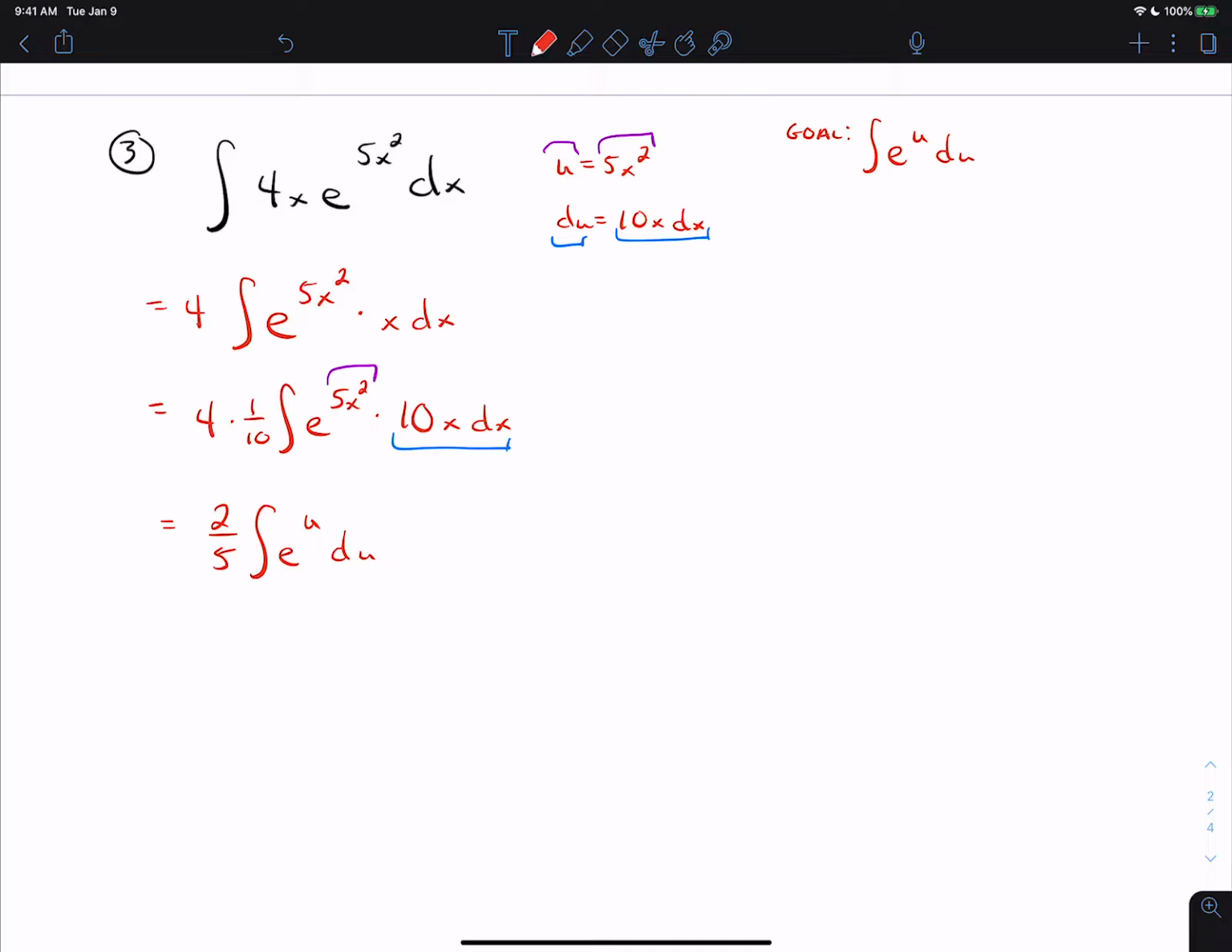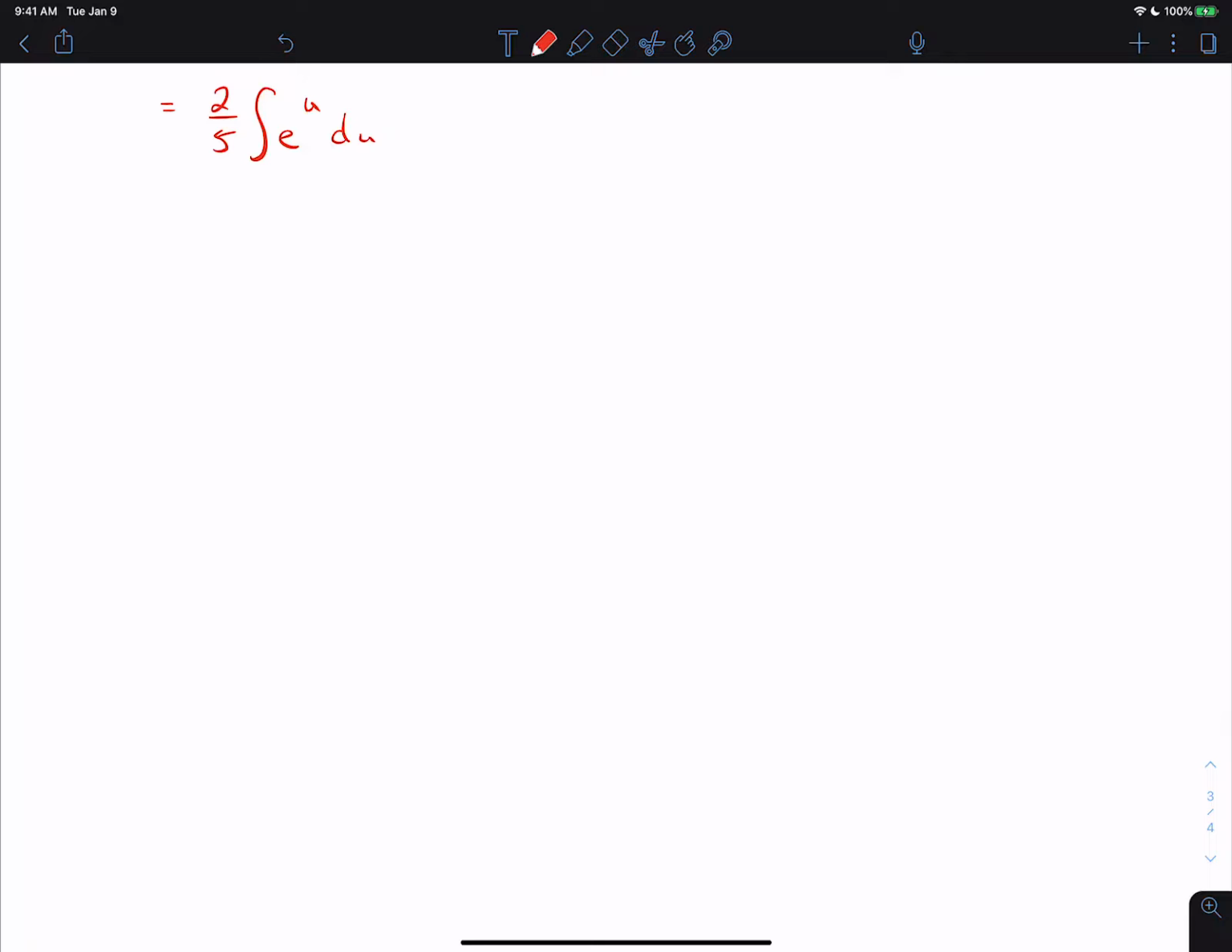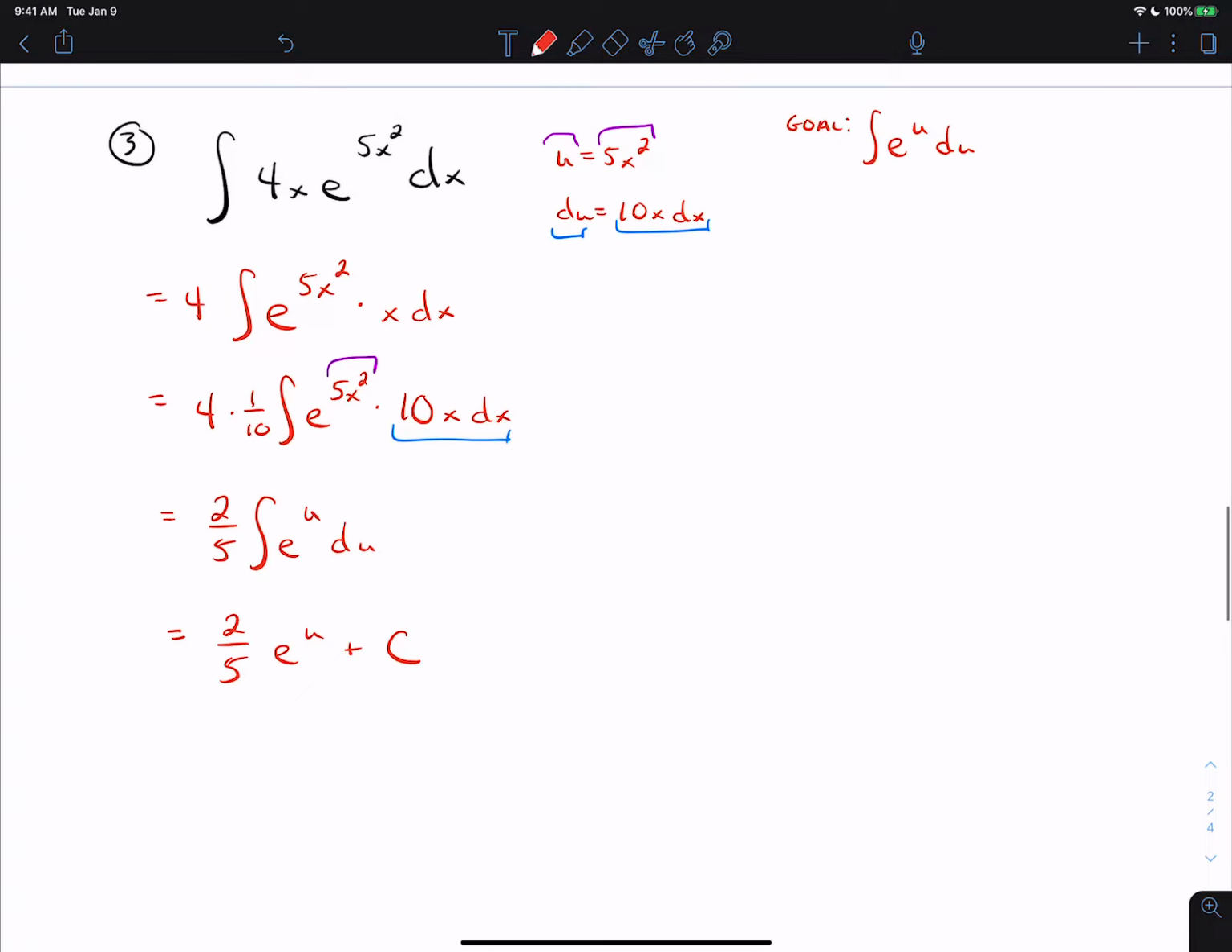Now we look at this last line as though it's a brand new problem, ignoring everything above it. The antiderivative of e to the u is e to the u, because it's e to the u du, so we get 2/5 e to the u plus c. That's not a good answer because we made up the variable u, so we're going to replace u with 5x squared and get 2/5 e to the 5x squared plus c.